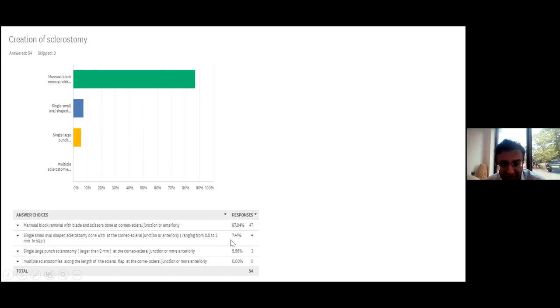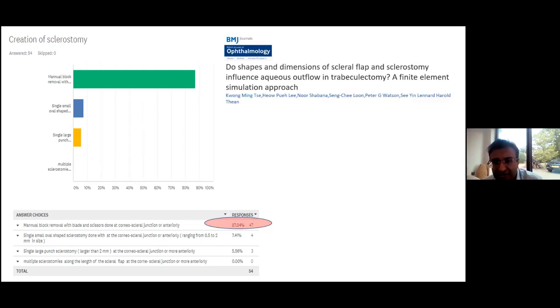And you can see there are about 8% of senior surgeons who just stick to a very small measured size of sclerostomy. But then there are a few others who try to make, again, a larger sclerostomy with a punch. Now, this gives me an understanding that not enough attention is paid towards the size of the sclerostomy and the aqueous egress. So this is a very nice paper which deals with the shapes and dimensions of scleral flap and sclerostomy and their influence on the aqueous outflow.